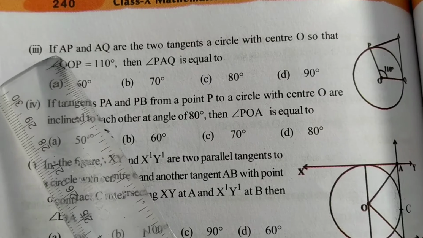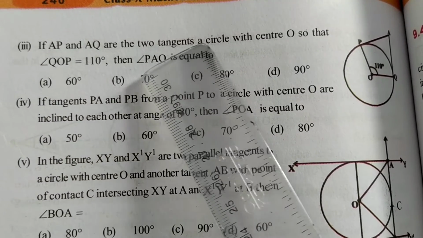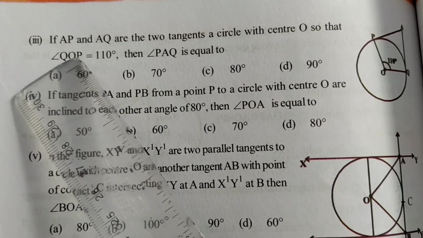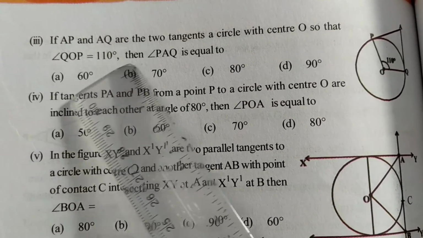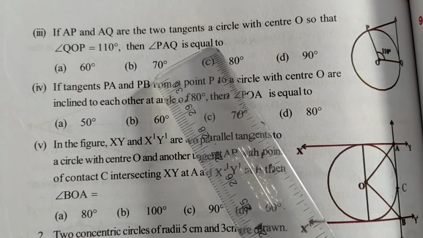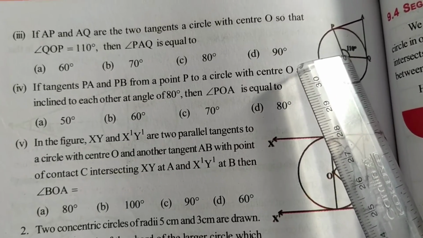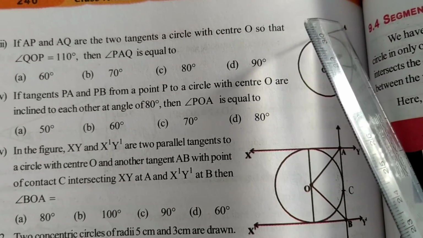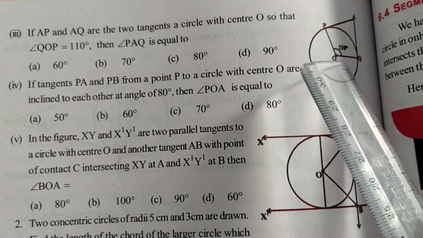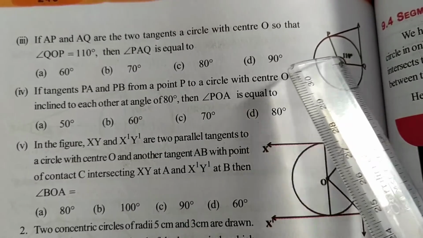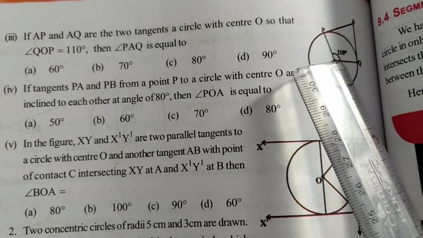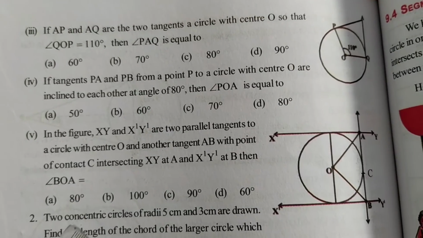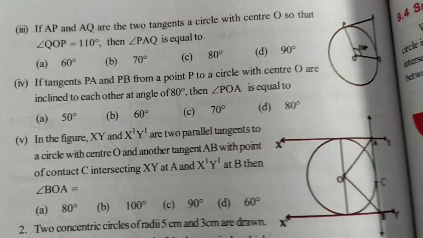So the third question is, if AP and AQ are the two tangents to a circle with center O, so that angle QOP is equal to 110 degrees, then angle PAQ is equal to. So this is the diagram for the third one. See here, two tangents are there, those are AP and AQ, students. So they are forming here one angle, 110 degrees. Now we have to find the angle PAQ, nothing but this angle you have to find.